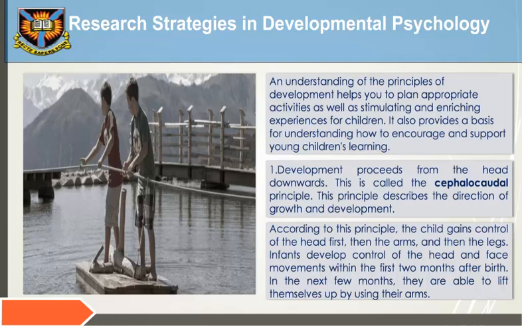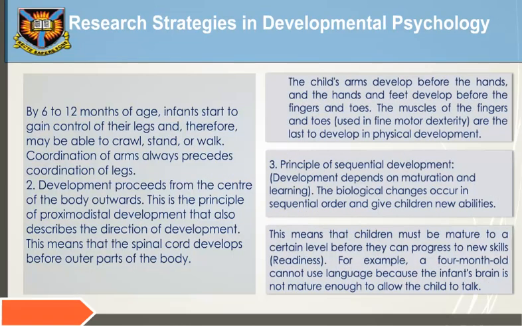Infants develop control of the head and face movements within the first 2 months after birth. In the next few months, they are able to lift themselves up by using their arms. By 6 to 12 months of age, infants start to gain control of their legs and therefore may be able to crawl, stand, or walk. Coordination of arms always precedes coordination of legs.